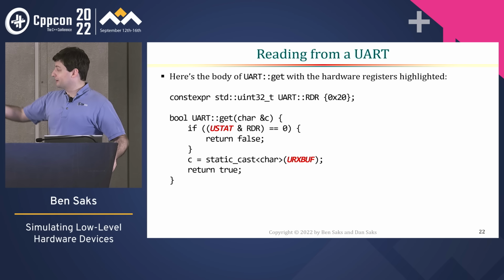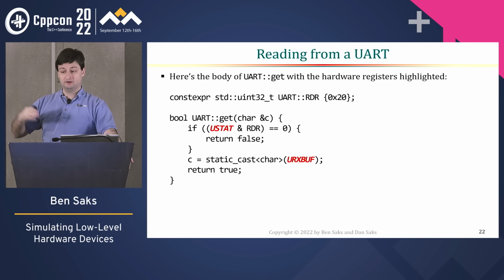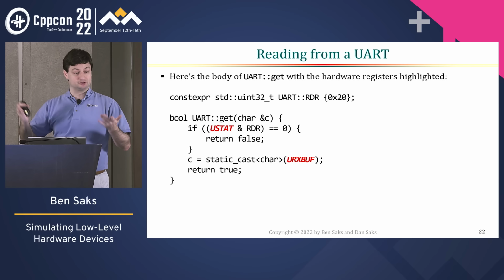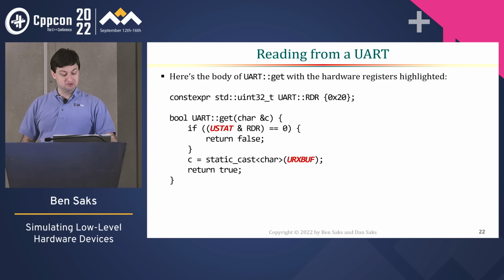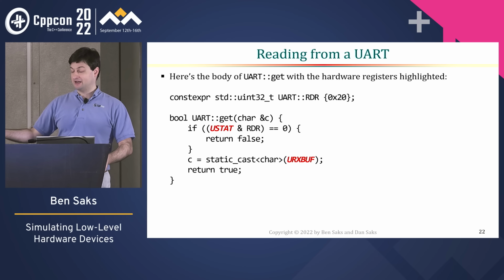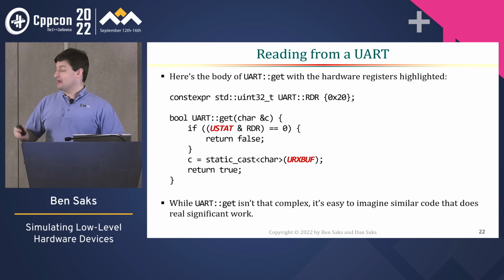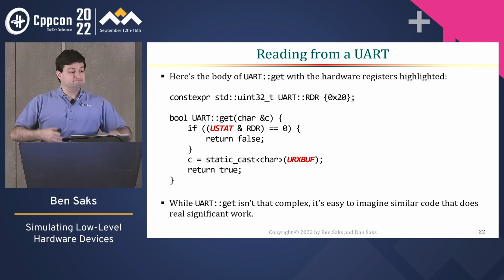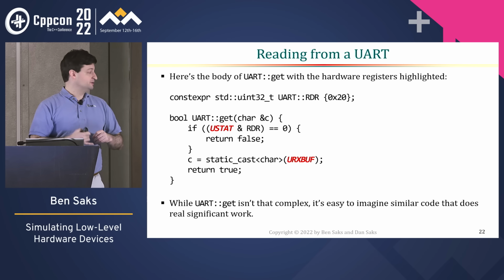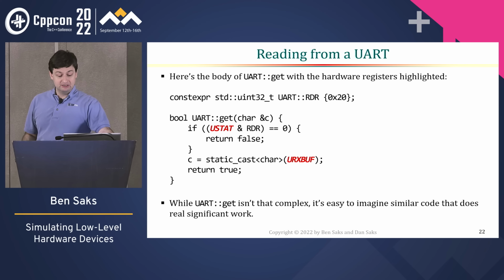I've highlighted the couple of places where I'm accessing the registers. So I go ahead, check for the RDR bit in the status register. If that's not set, no character to read, just return false. Otherwise, go ahead and read the character. That will automatically update the status register. And I can return true. Now, it's not that complicated, but it's non-trivial. It's not hard to imagine other pieces of code that would do similar tasks that might be more complicated than this.